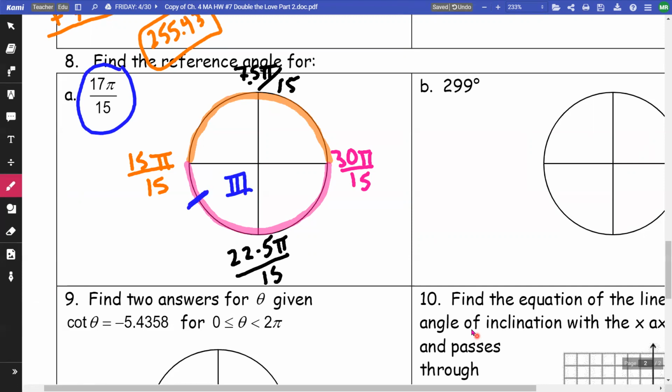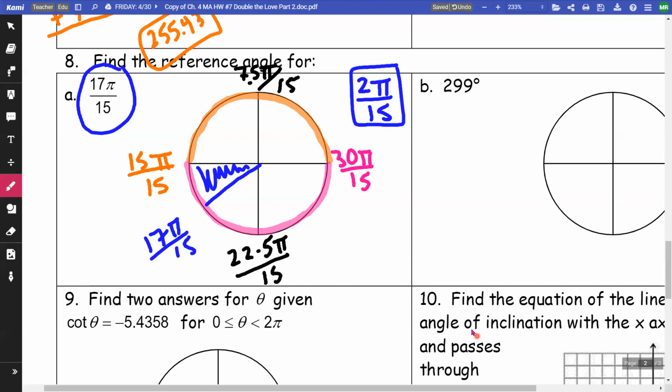So I'm somewhere in here. What I want to figure out is how far off 17 pi 15ths is from pi, or 15 pi 15ths. So my answer is going to be 2 pi 15ths. That's my reference angle. That's how far below the x-axis I am. That's how far off of pi I am.